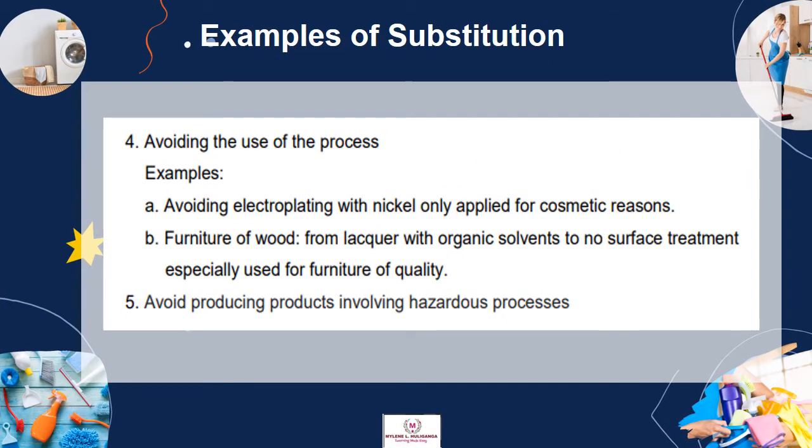Number 4, by avoiding the use of the process. Examples, avoiding electroplating with nickel only applied for cosmetic reasons. For furniture of wood, from lacquer with organic solvents to no surface treatment, especially used for furniture of quality. And number 5, avoid producing products involving hazardous processes.